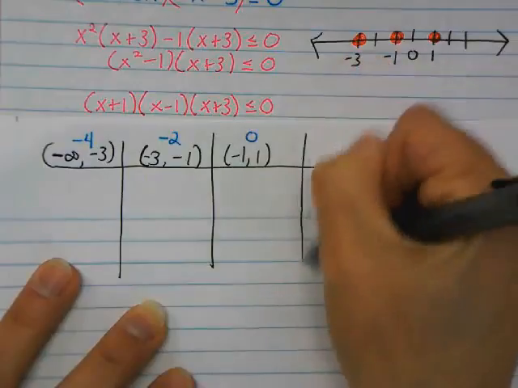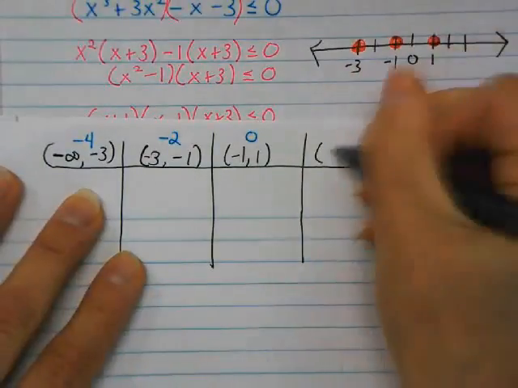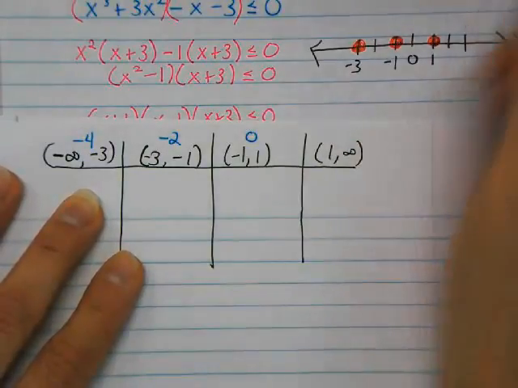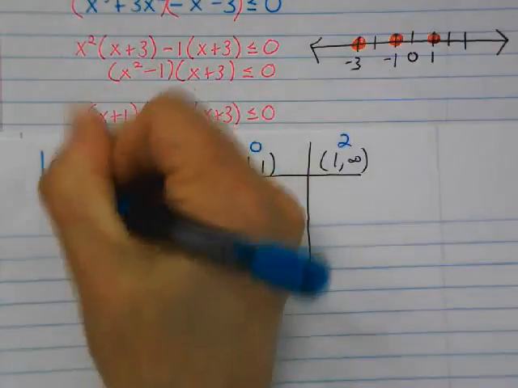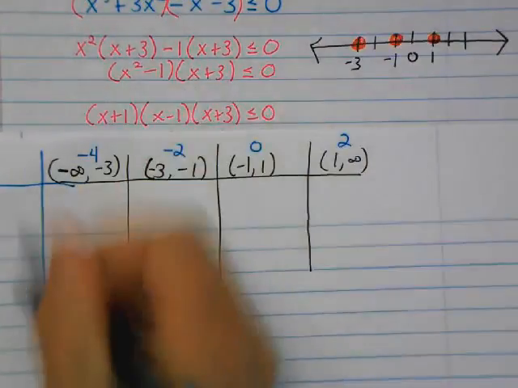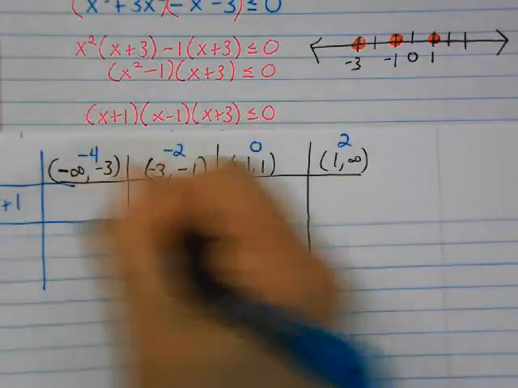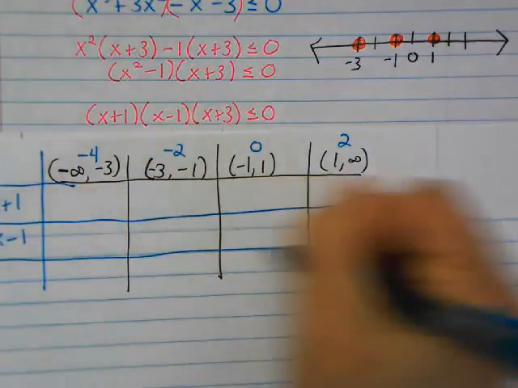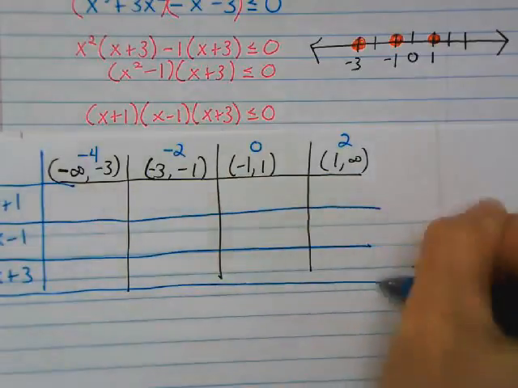Alright, the last interval is up here, which is at 1 to infinity. Alright, what's a good choice? The number greater than 1. How about 2? Now this time, if you want to, off to the side, you can write what you're plugging into. So I've got to plug into x plus 1. I've got to plug into x minus 1. And I've got to plug into x plus 3. And then I'm going to get my results. So if you want to add these lines into your chart, you can, if that helps you.